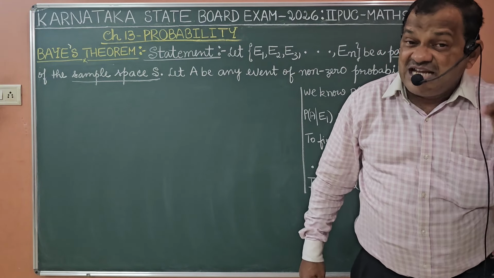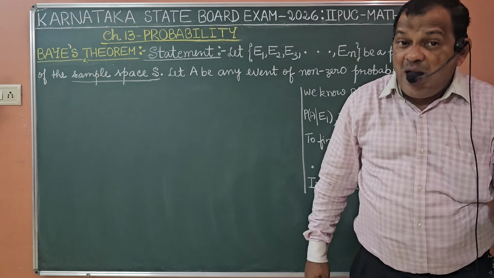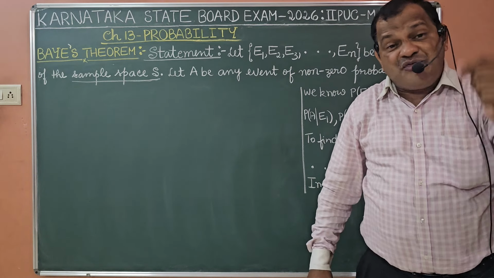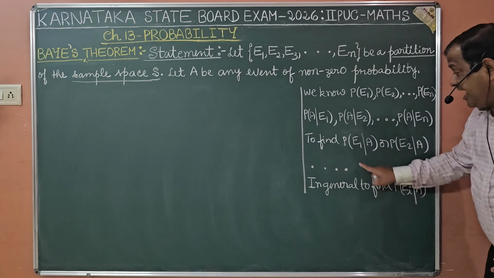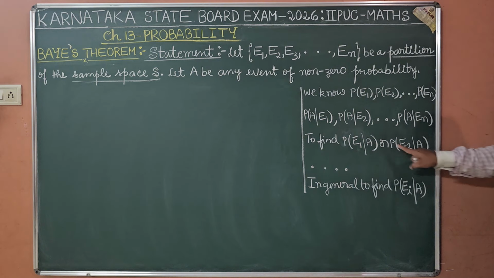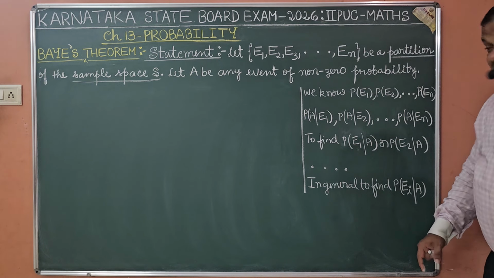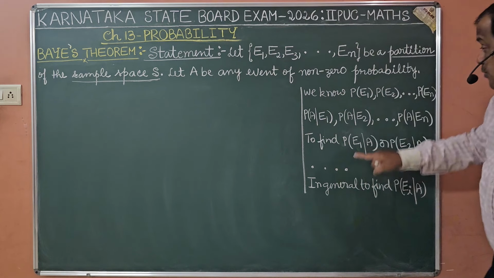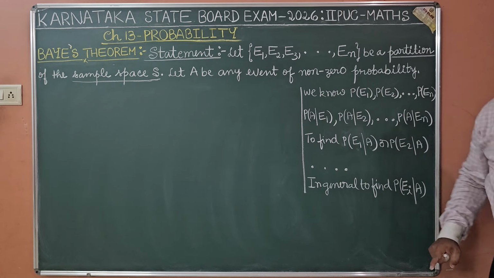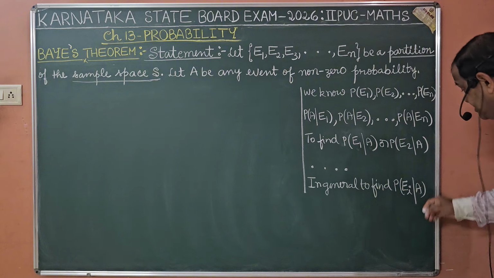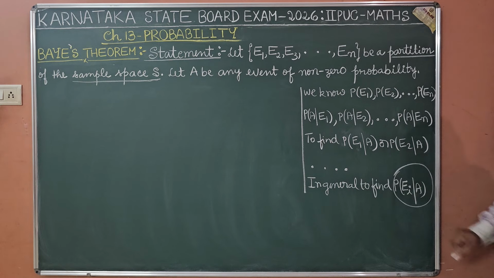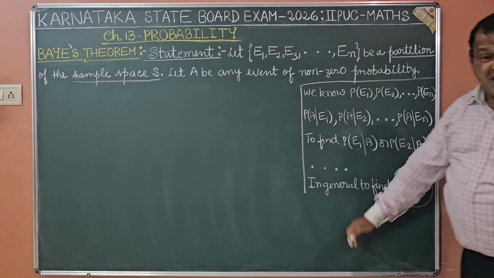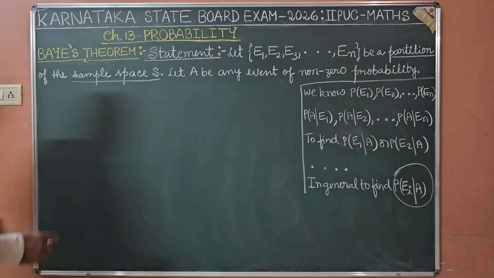Now again I will tell in words. What is required is the reverse probability of getting a certain event E1 or E2 or E3 or so on, or E suffix n, assuming that event A has already occurred. That is, in general, this formula I am going to write. So this is my rough work explanation. Now please understand what formula I am going to write.